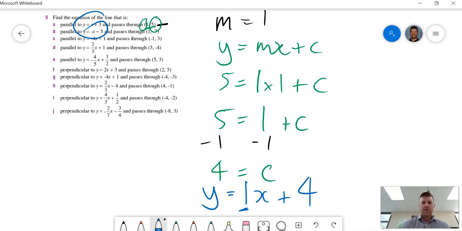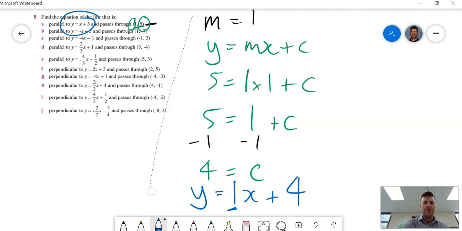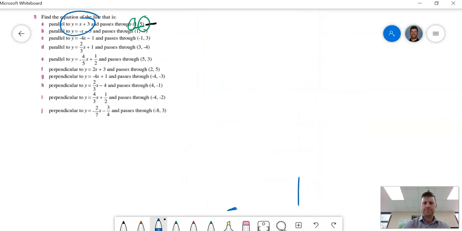Just like in the original equation, the gradient there is 1, and it's just left off. Y equals x plus 3. Okay? Now that's an easy example again. They will get more difficult than that. I want to go through another example, how to work out a perpendicular equation. So let's go ahead and do that.